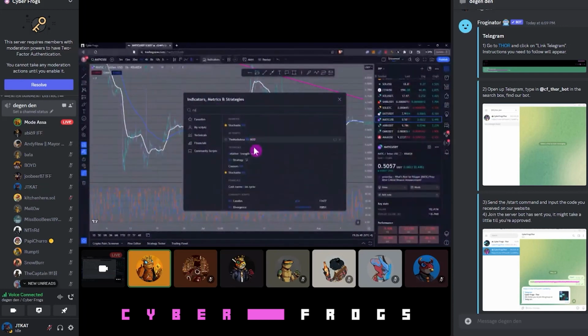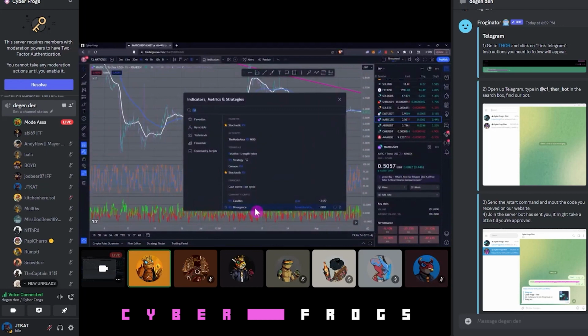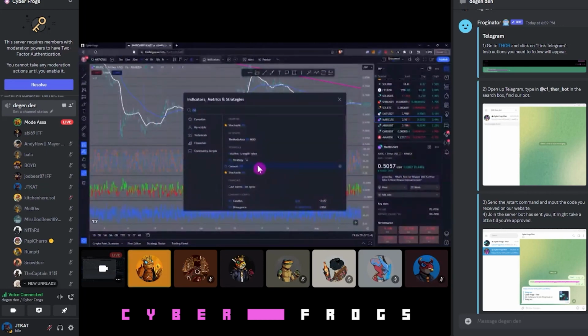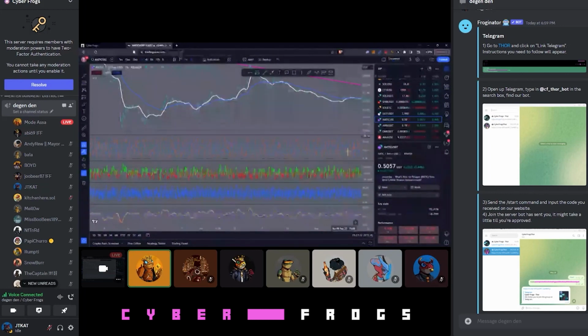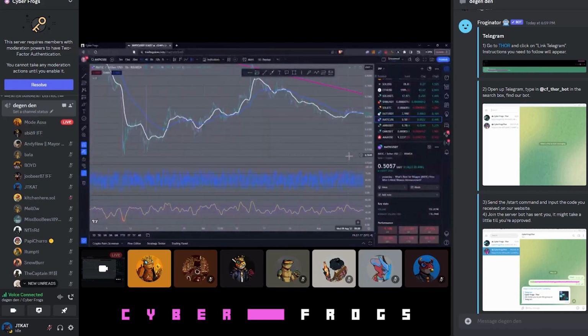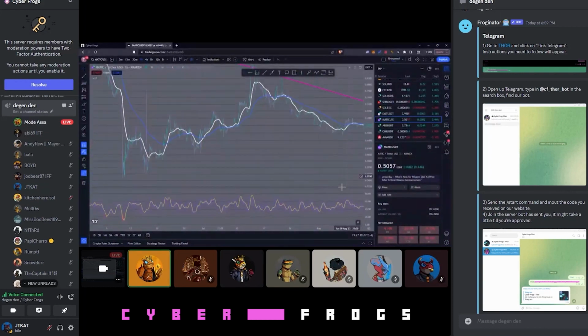So the RSI, you can think of the RSI almost as a FOMO meter. I'm trying to find the one, there it is. It's called Relative Strength Index. The one that we always use. Relative Strength Index. So I'm going to get rid of these other ones. And that's what RSI means.